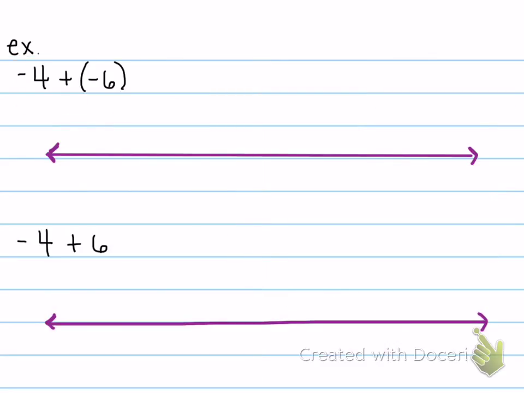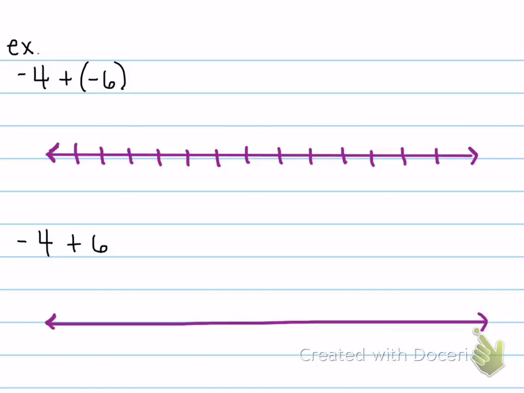Another way we can solve these is by using a number line. We know that on a number line, positive numbers go to the right and negative numbers go to the left. So if I'm looking at -4 plus -6, and notice I put parentheses around the -6 this time. Last time I didn't do that. You can do that. You don't have to do that. You just have to make sure you can see the difference between the plus and the negative. So what I'm going to do now is draw my number line, and I'm going to use it to prove again that -4 plus -6 is -10.